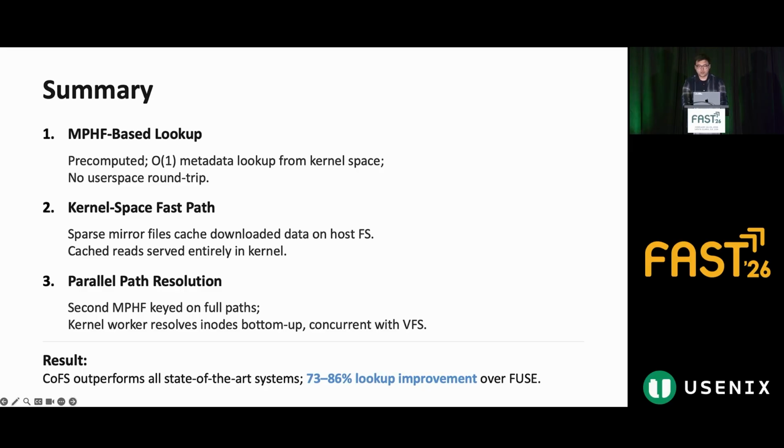Second, a kernel space fast path for data access. The sparse mirror files on the host file system incrementally cache downloaded data, and cached reads are served entirely in the kernel space with no fuse overhead.